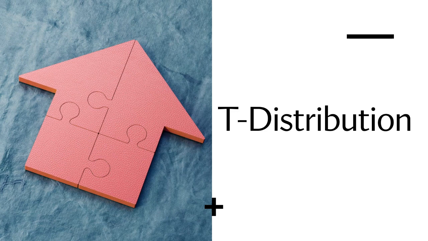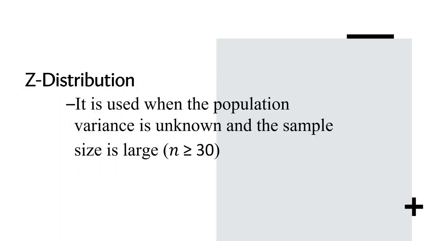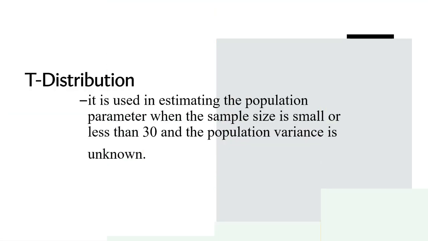For today's video lesson, we will talk about t-distribution. In our previous lesson, we learned about z-distribution. It is used when the population variance is unknown and the sample size is large, that is, n is greater than or equal to 30. This time, you will encounter a new distribution called t-distribution.